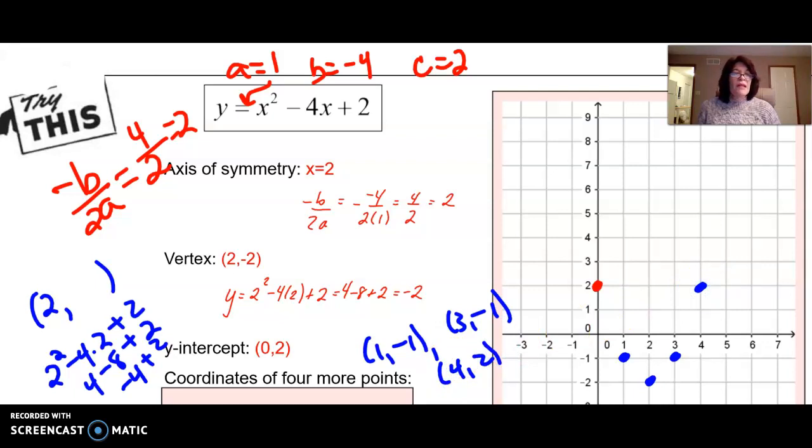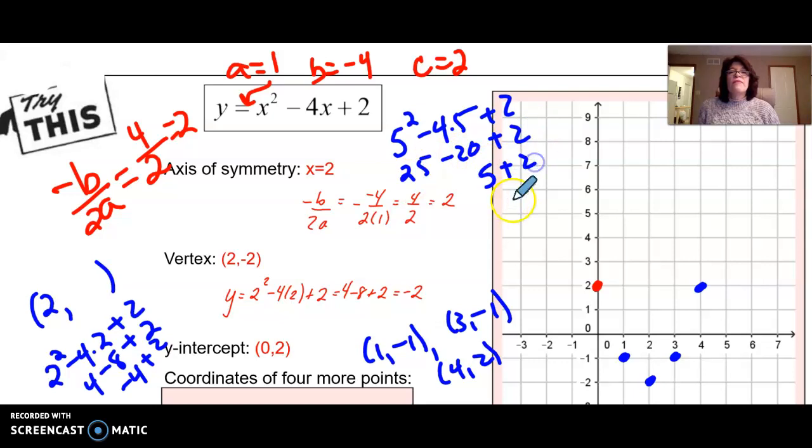Another point, I don't know. I guess I'll just stick 5 in and see what I get. 5 squared minus 4 times 5 plus 2. 25 minus 20 plus 2. 5 plus 2 is 7. So when I put 5 in, I got 7.